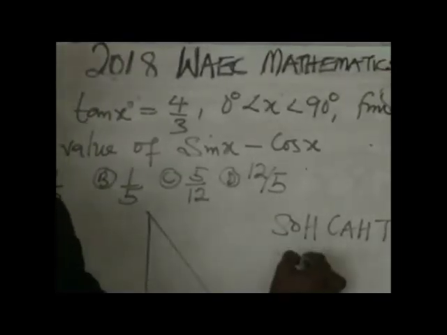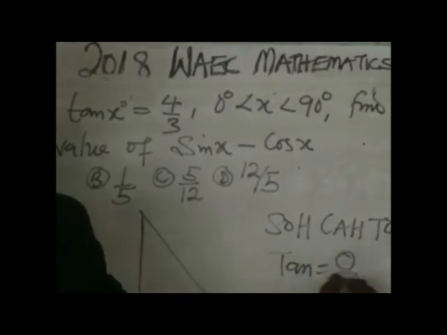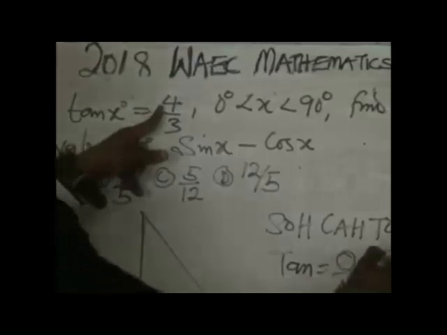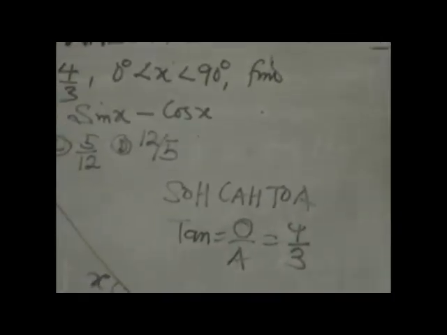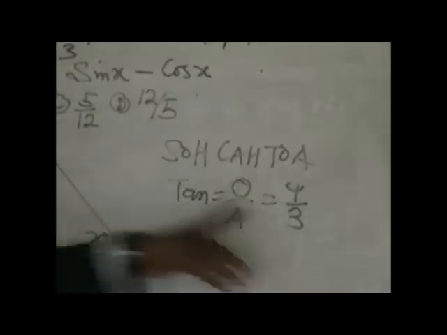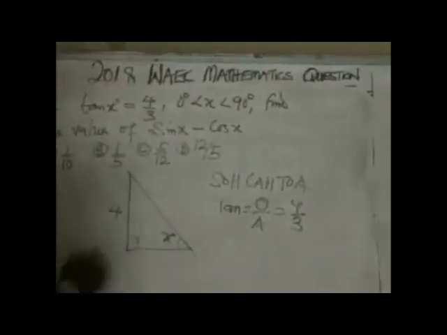Which is because tan is O over A. Now what is the opposite? Opposite is 4. What is the adjacent? Adjacent is 3. So you are going to come back to this diagram and represent this on the diagram. What is the opposite of this angle? It is 4. So 4 will be here. Now what is the adjacent? It is 3. So now we need to look for the hypotenuse.